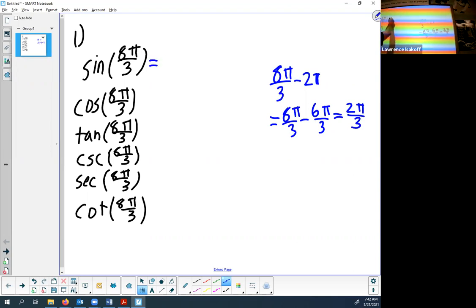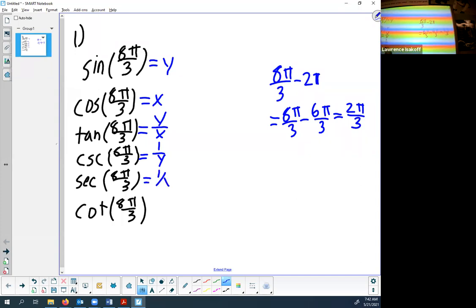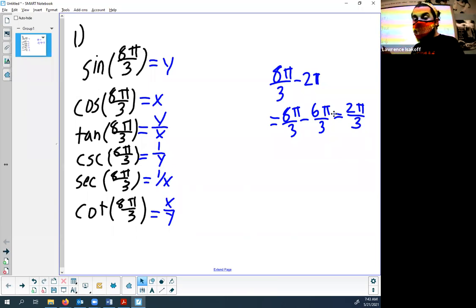Now remember, sine is the y value, cosine equals the x value, tangent is y over x, cosecant is the reciprocal of sine, so that's 1 over y, secant is the reciprocal of cosine, that's 1 over x, and cotangent is the reciprocal of tangent, that is x over y. So right away, if you have the unit circle memorized, that's great. If you don't, you can reference it.